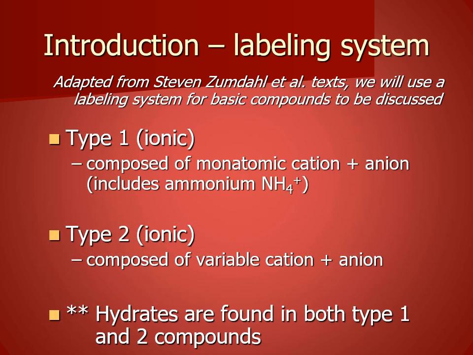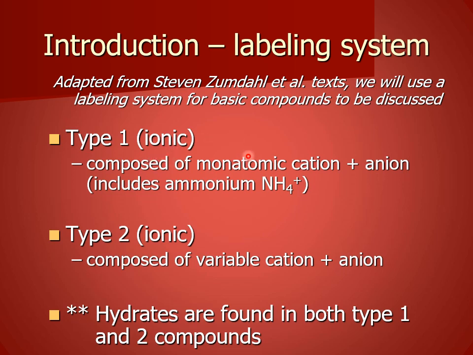Okay, so just an overall overview of the Zumdahl labeling system is right here. This is a two-slide outline, I guess. So what he calls a type 1 compound. These type 1 compounds are ionic.